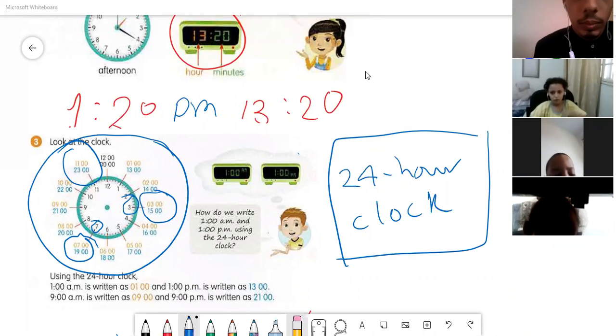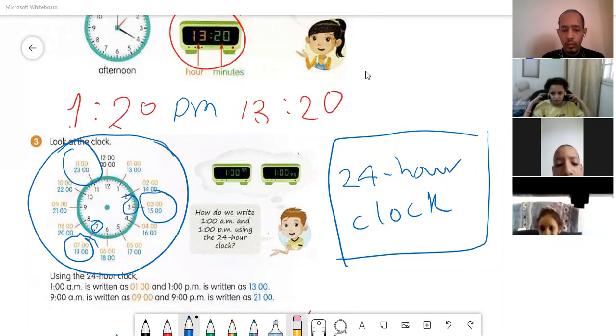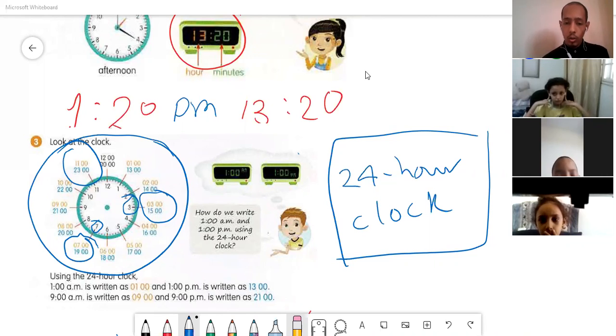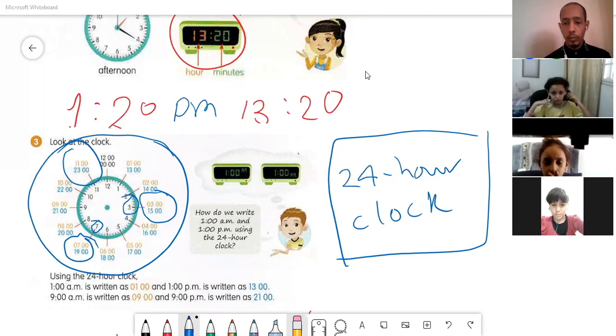Yes, Hanin. Teacher, how do we know if it is AM or PM? Okay, when we talk about the 12-hour clock, we say AM or PM. You look here.